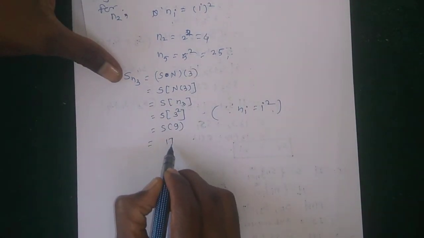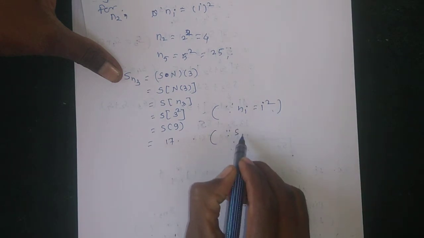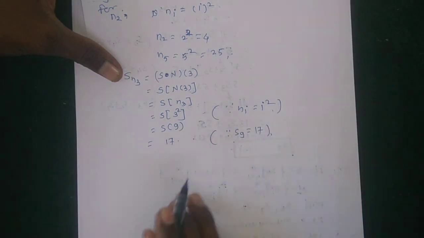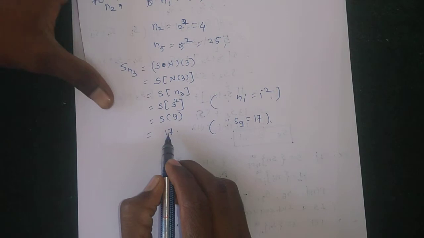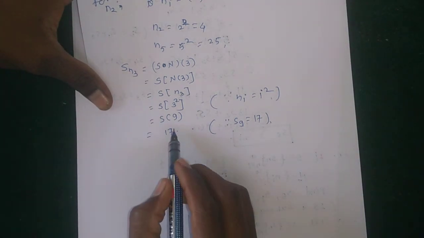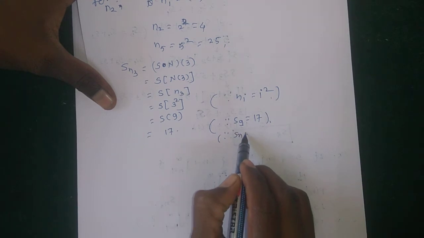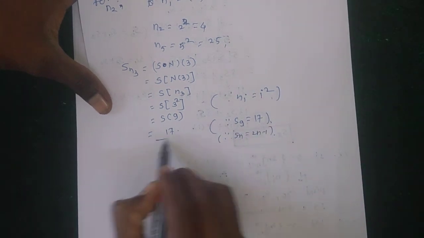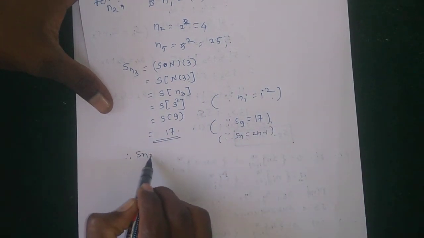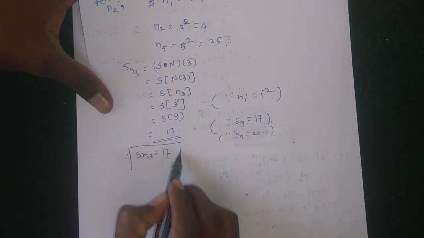Okay, the value of s9 is 17, since Sn is equal to 2n minus 1. Therefore S9 is equal to 17.